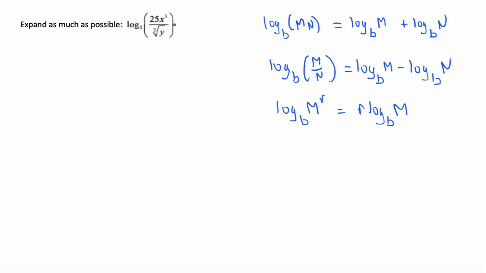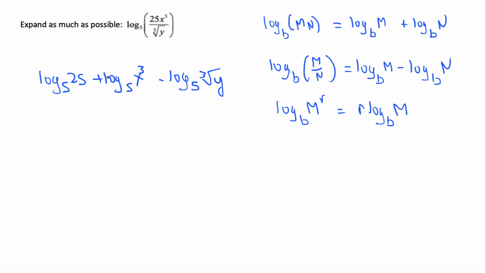So in the argument, we see three different expressions. We see the 25, we see the x cubed, and the cube root of y. Everything in the numerator, once we expand it, should get a positive sign in front because that's the product rule. Any term in the denominator should get a negative sign in front, from the quotient rule. So let's break this up. What are we going to get? We're going to get log base 5 of 25 plus log base 5 of x cubed, because both of these terms in the numerator are positive, minus log base 5 of the cube root of y.